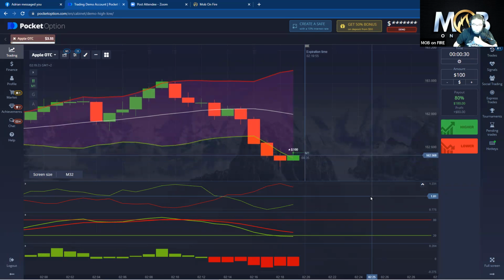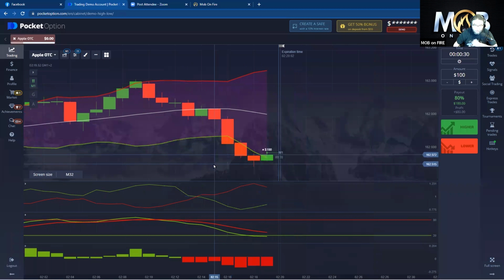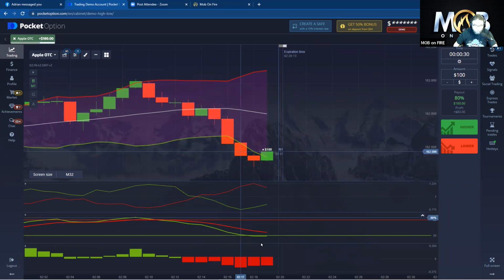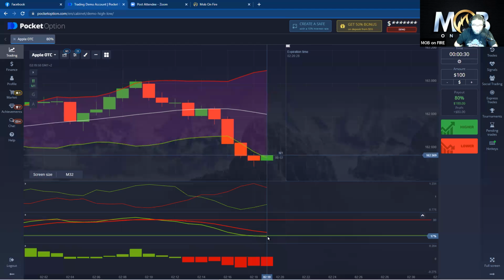If I went ahead and purchased it, as you can see, as soon as I press the button, price pulls back. And we might not win that trade. Right now we're breaking even, and right now we're winning it. The green line is under the 20, so chances are that we're going to lose that trade. I did a 30-second trade, and in fact, we went ahead and lost it.